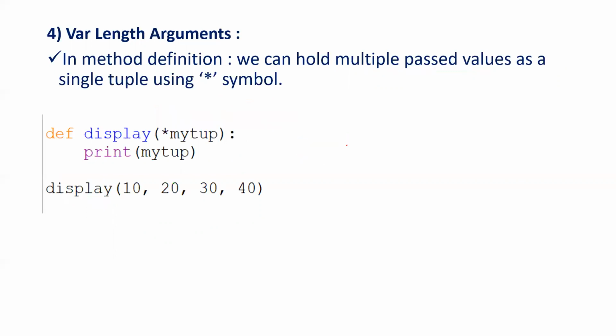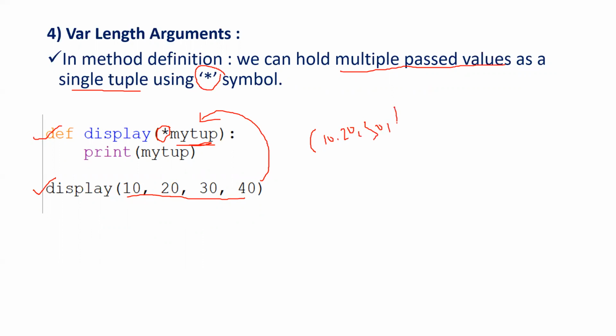Now let's look at the variable length arguments. Variable length arguments are used to hold a variable number of values, which is nothing but multiple passed values stored as a single tuple. Here you need to use a star symbol. Now let's look at the example. This is the function calling and this is the function definition. See, I am passing 4 values, but I am writing only a single variable name. Then in that case, I am preceding it with a star. In that case, all the 4 values will be stored as a tuple into the mytuple variable. Now the result will be 10, 20, 30 and 40.